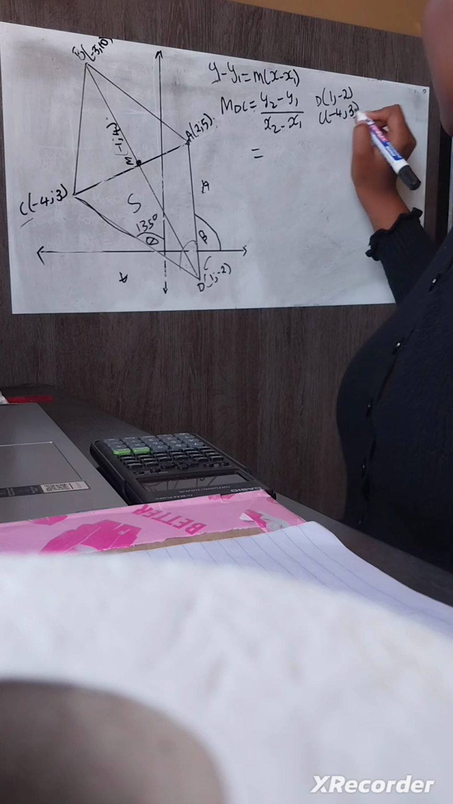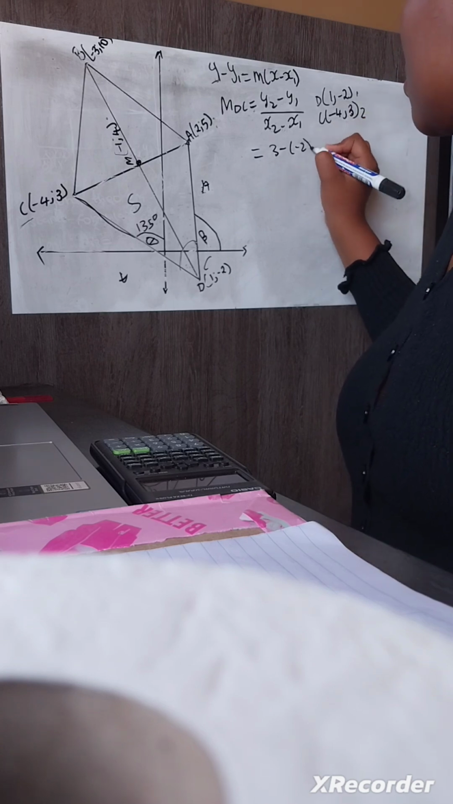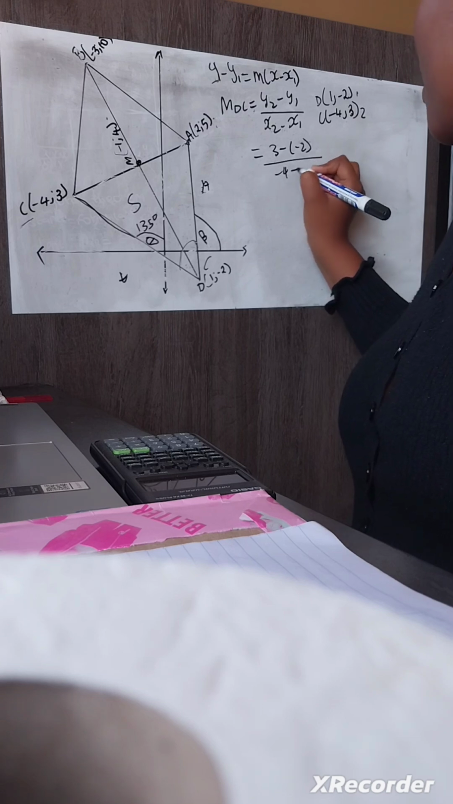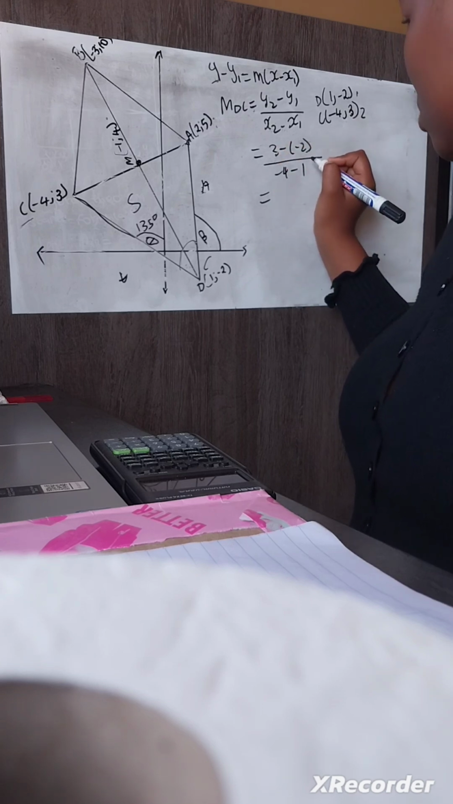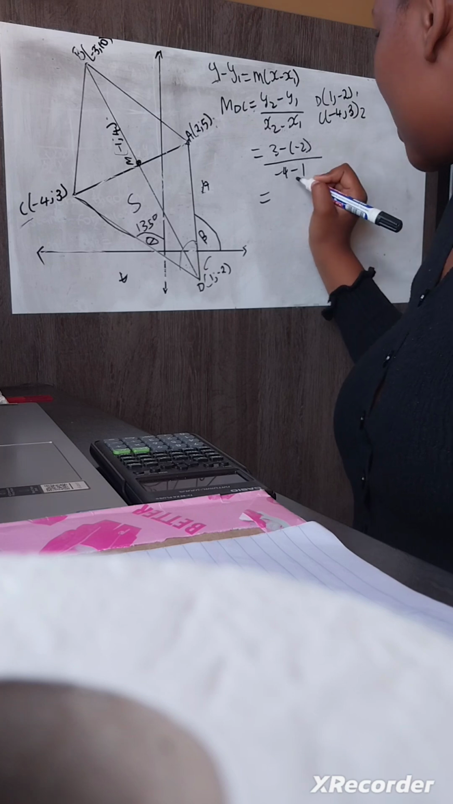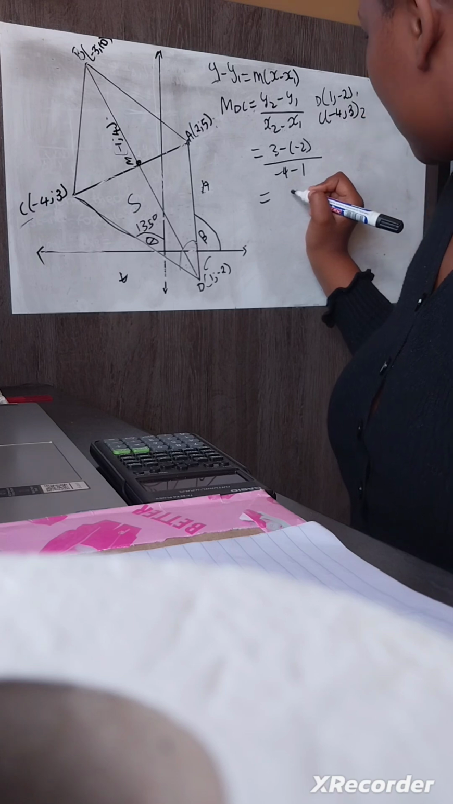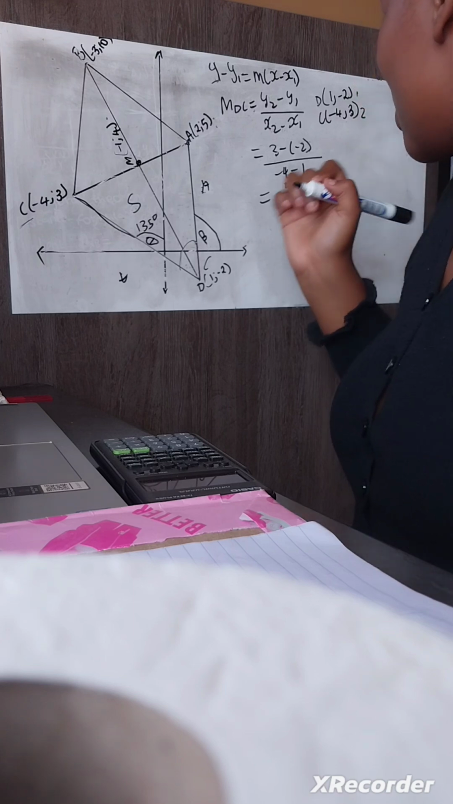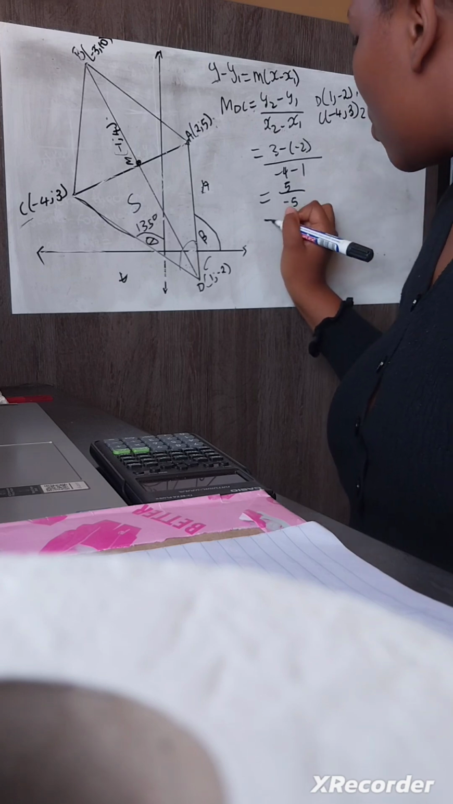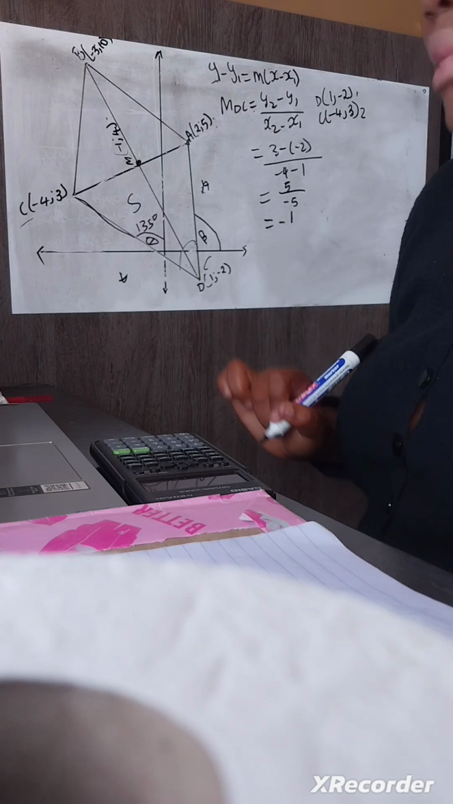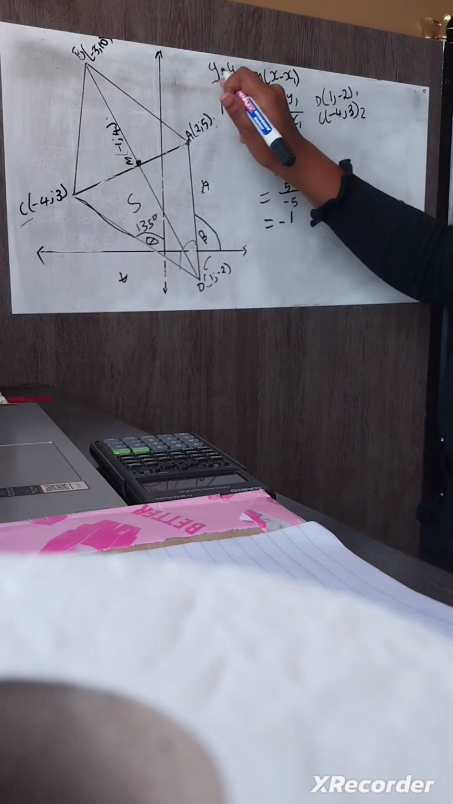So substituting, this is our 1, this is our 2, we'll say 3 minus minus 2 all over minus 4 minus 1. We find 3 minus minus 2 is 3 plus 2, which is 5, not minus. You see I'm making mistakes. Minus 4 minus 1 is minus 5. So the gradient is minus 1. Then we go back to this equation. Am I right?